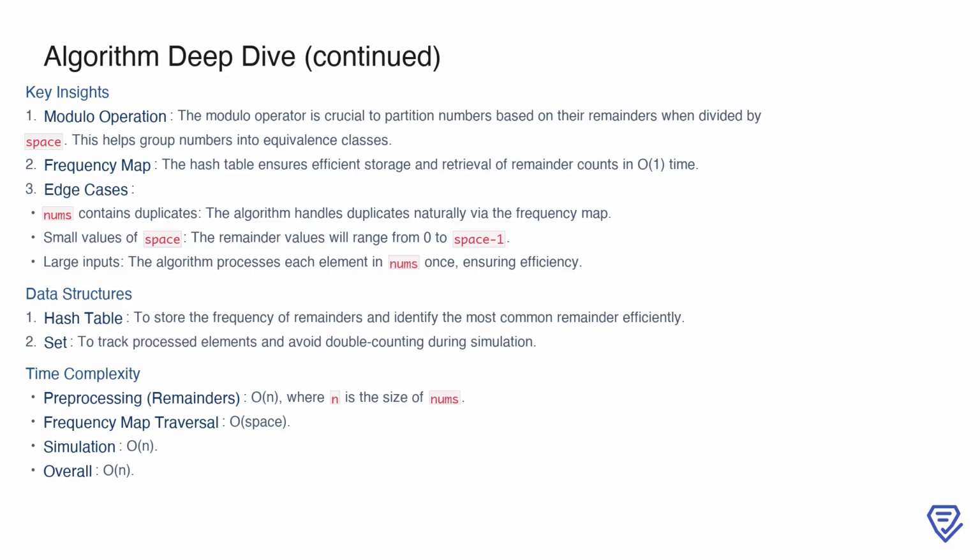If space is small, the range of possible remainders is limited to 0 through space - 1. For larger inputs, the algorithm remains efficient because it processes each number in nums exactly once.